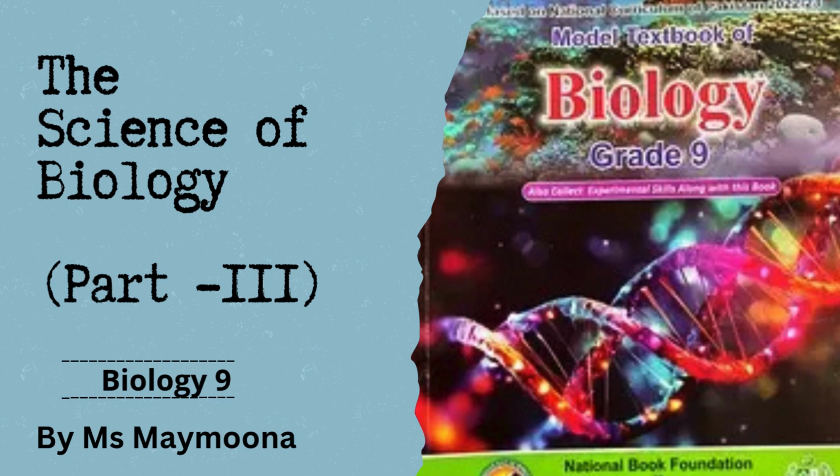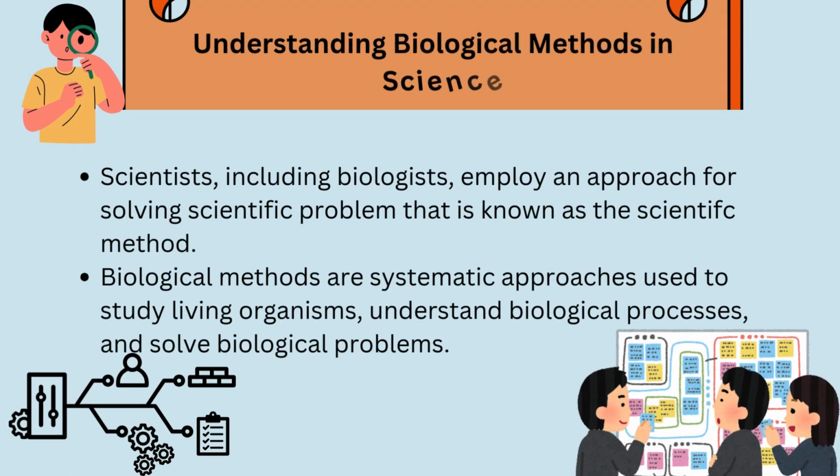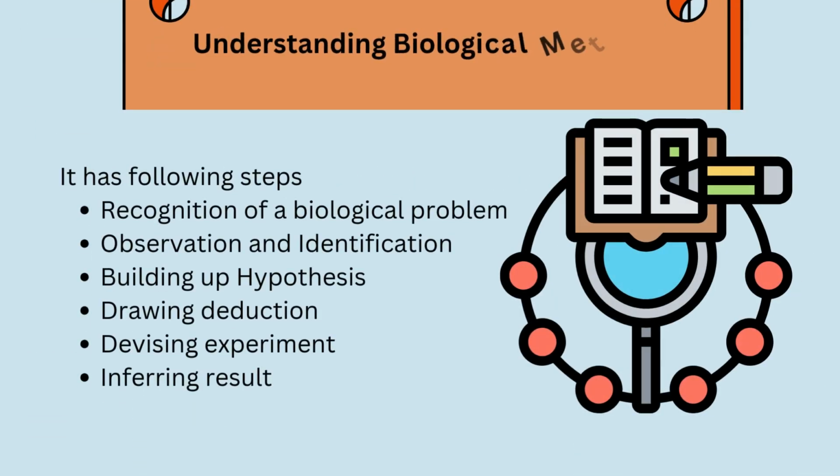Let's start today's lesson, The Science of Biology Part 3. There is nothing magical about science. Scientists, including biologists, employ an approach for solving scientific problems that is known as the scientific method. Biological methods are systematic approaches used to study living organisms, understand biological processes, and solve biological problems. Biological problems are solved by a series of steps of biological method.